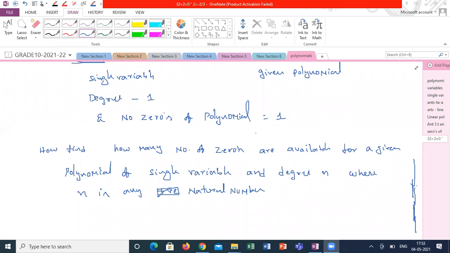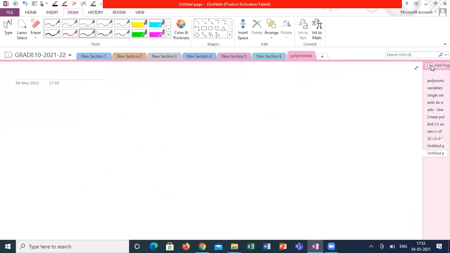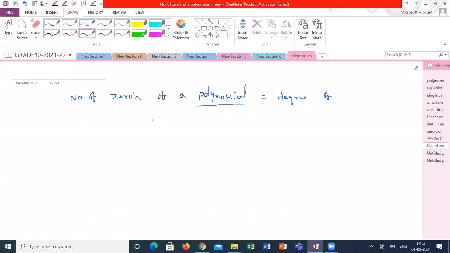So if the degree is 1, then the zeros of the polynomial is also 1. So there will be only 1 zero. If the degree is 2, then there will be 2 zeros. So the number of zeros of a polynomial is equal to the degree of the polynomial.